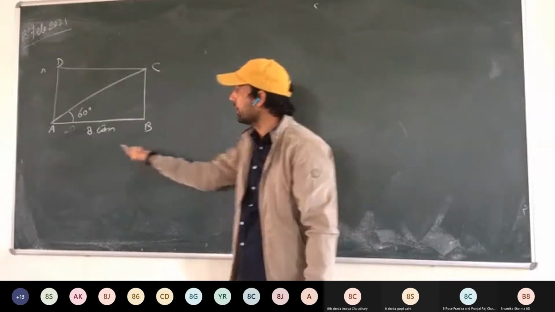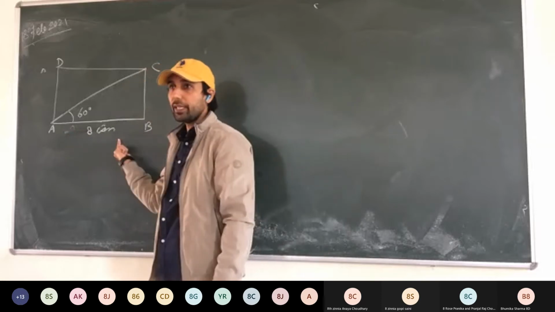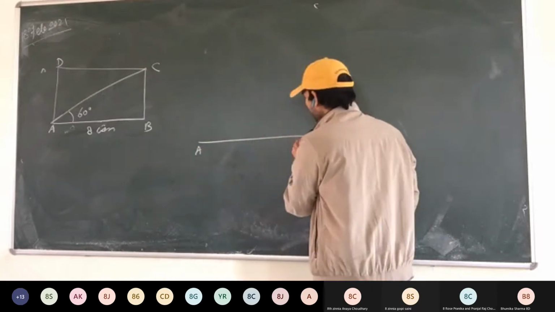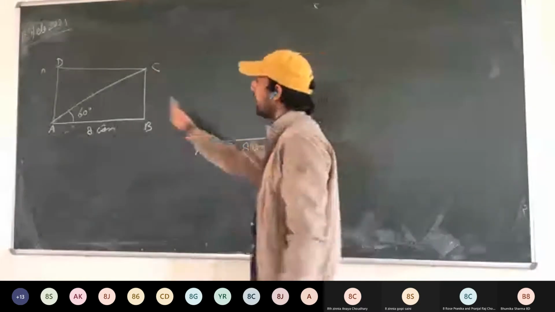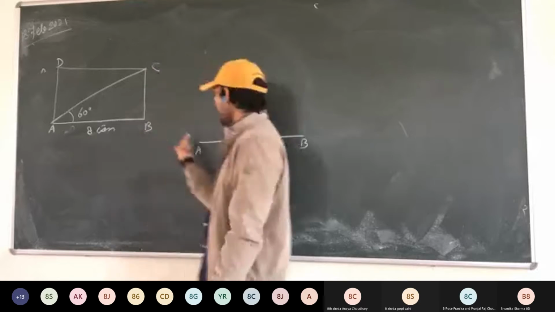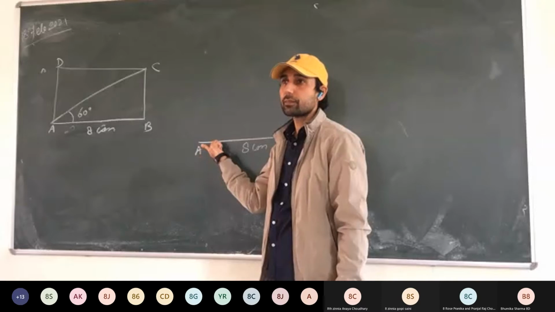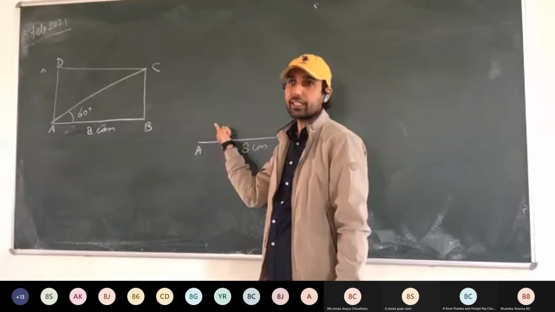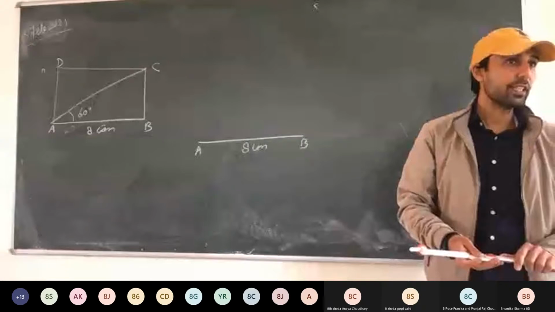How can we proceed? First we'll be drawing AB. AB we got 8 centimeters. AC is at what angle to AB? 60 degrees. So first draw an angle of 60 degrees at vertex A. At A, draw an angle of 60 degrees.